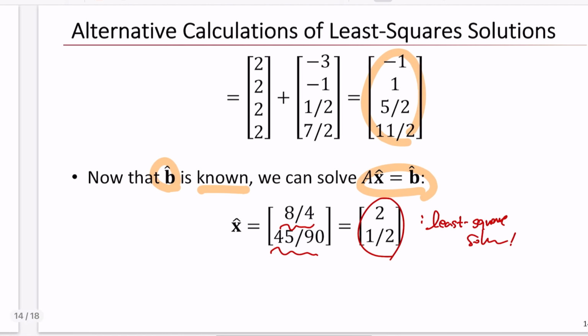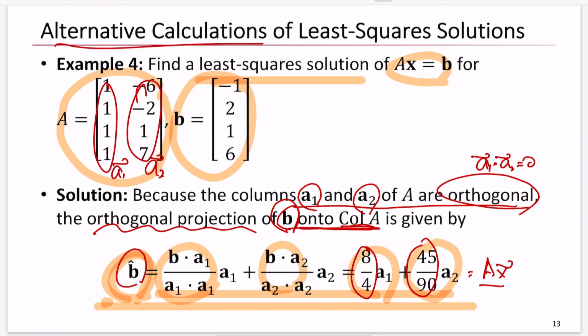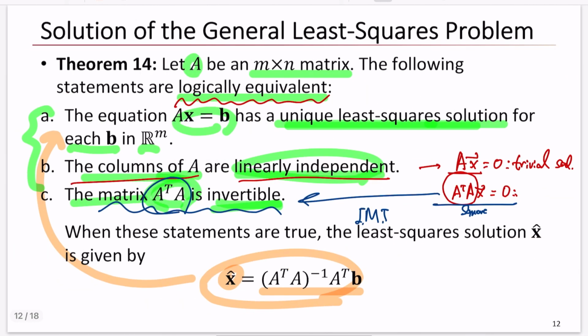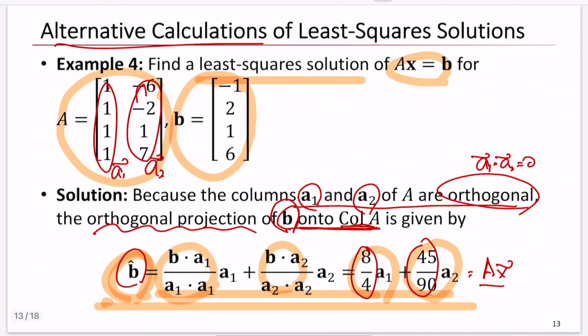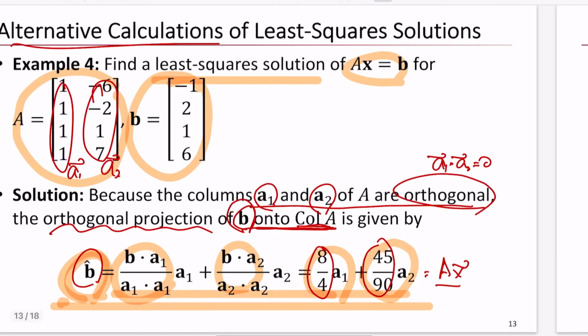So that's the alternative way to calculate the least square solution. But you can just use this rule if there exists the inverse of ATA. If not, you can just solve for the least square solution by doing it like this. So, that's it.